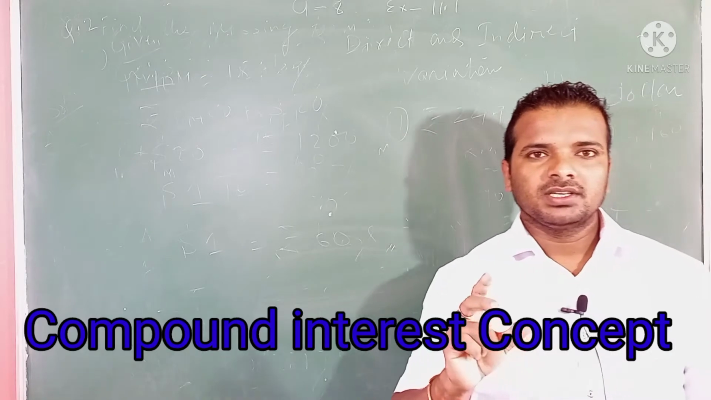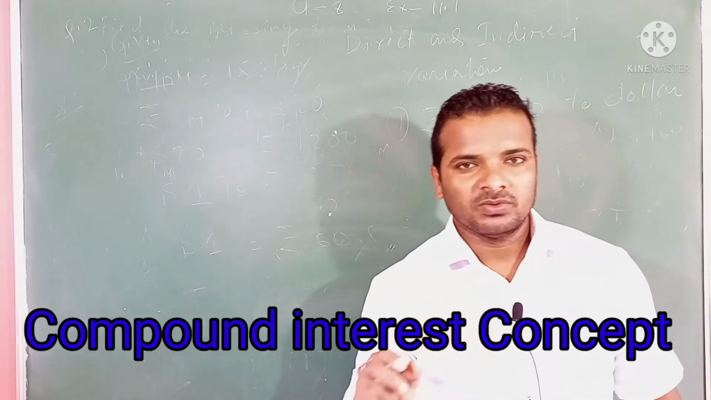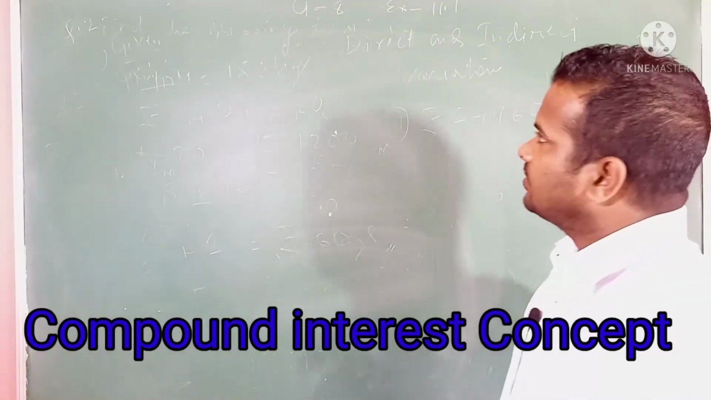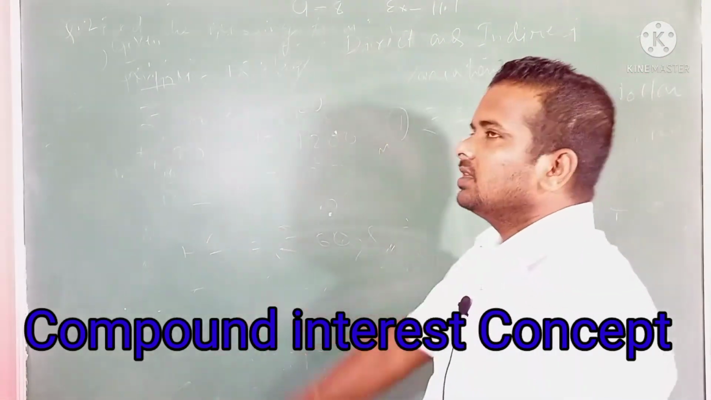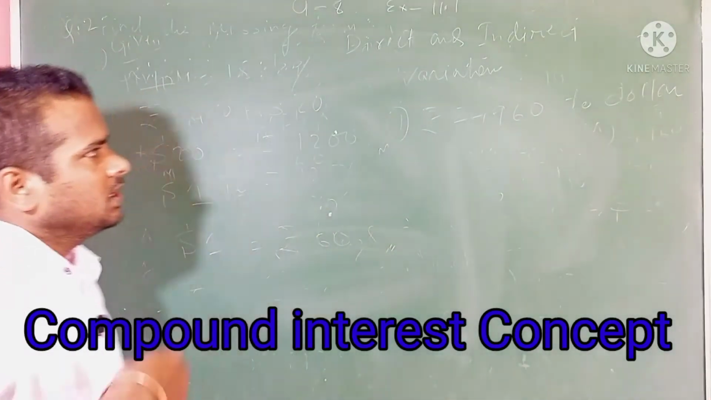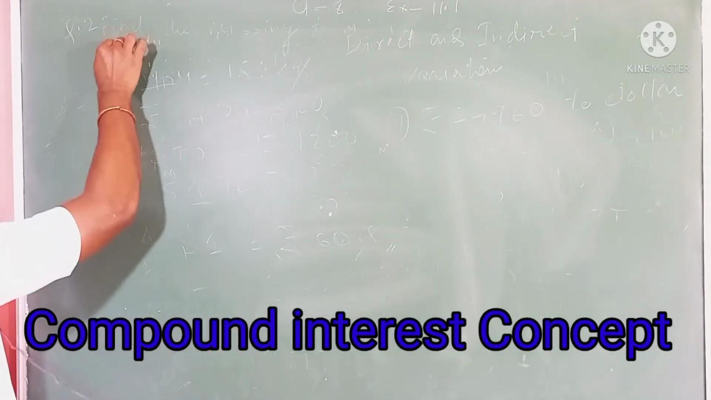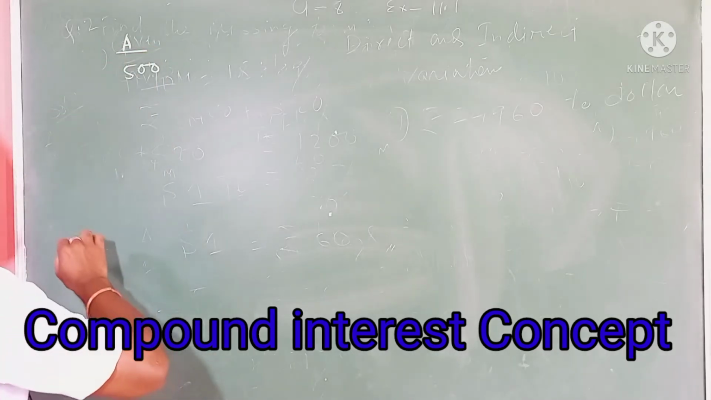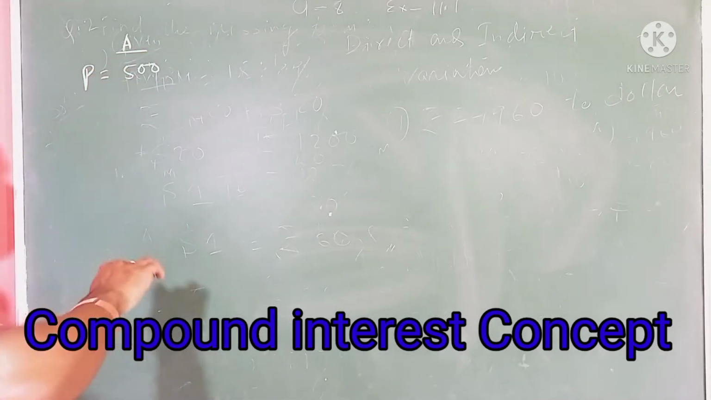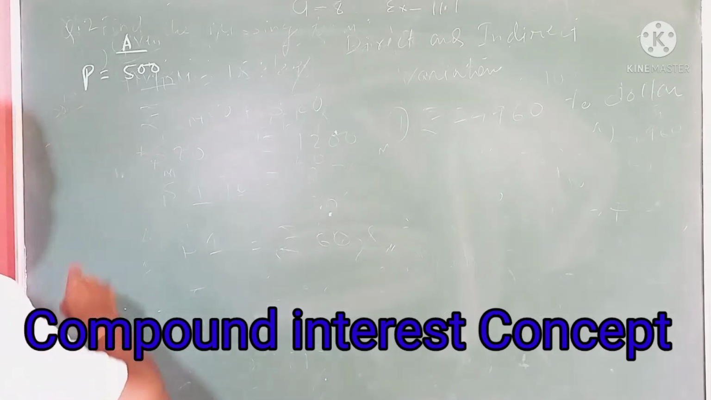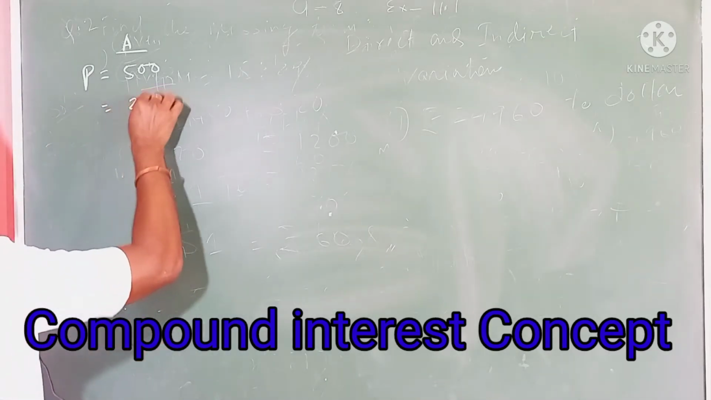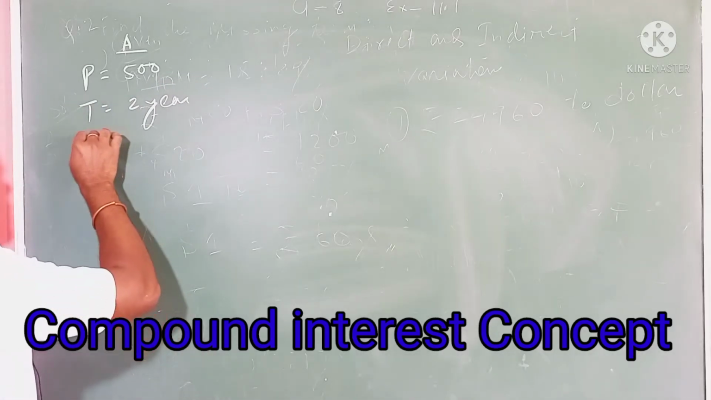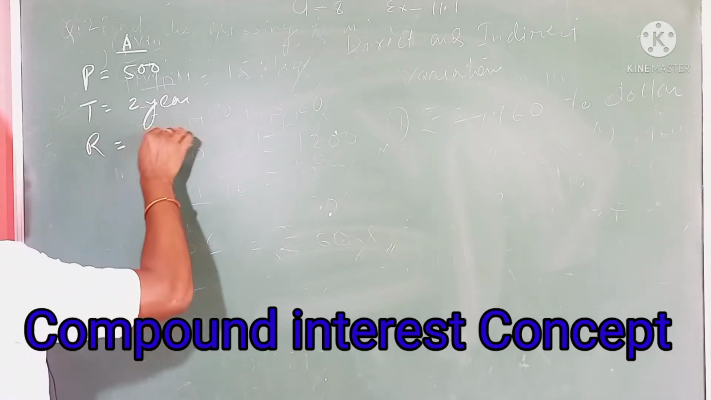Okay, I think you are confused. Interest on interest, how? So let us do it with an example. Like before, A is a person who took a loan of 500, so that will become principal. He took it for 2 years, so that will become time, and the rate of interest is 10%.